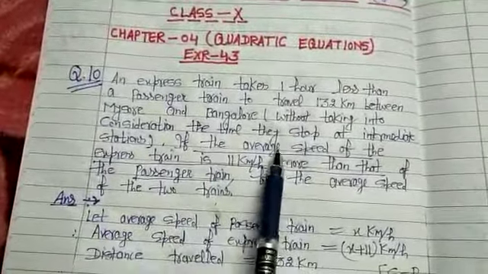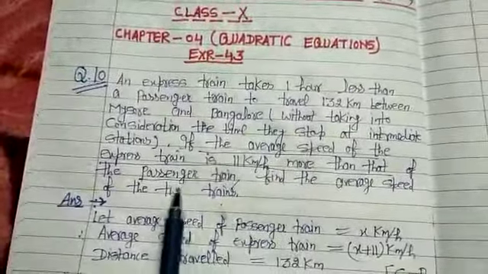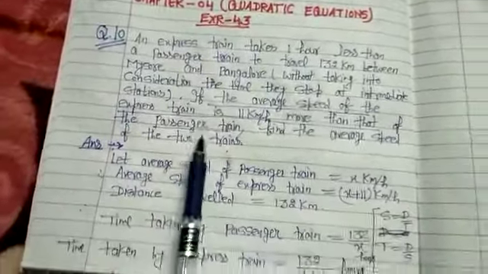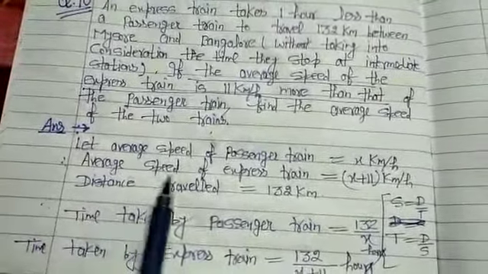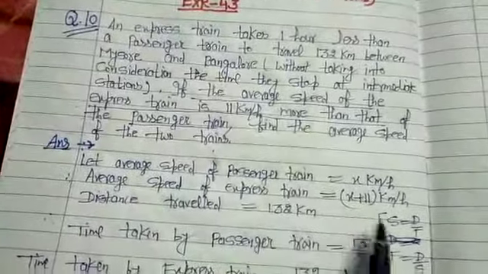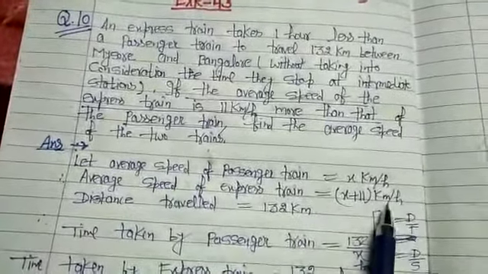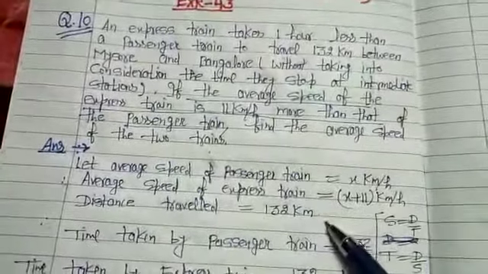It is given in the question that the average speed of the express train is 11 km per hour more than the passenger train. So we will suppose the average speed of the passenger train is x km per hour. Therefore the average speed of the express train, 11 km per hour more, becomes x plus 11 km per hour. And the distance between the two stations is 132 km.